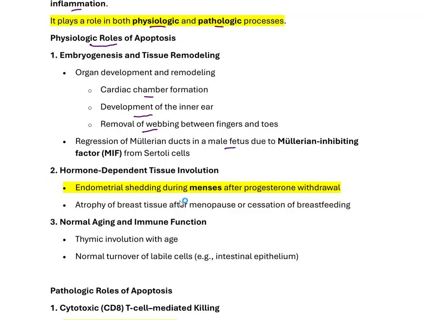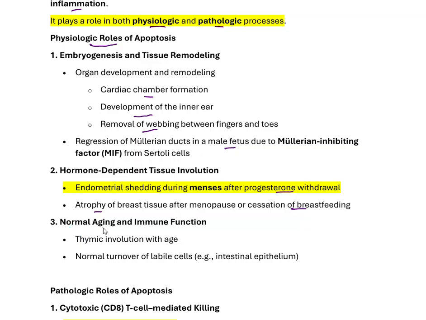So the monthly shedding of the endometrium is also related to what? Apoptosis. Endometrial shedding during menses after progesterone withdrawal is also related to apoptosis. Atrophy of the breast after menopause and cessation of breastfeeding is also another example of apoptosis.